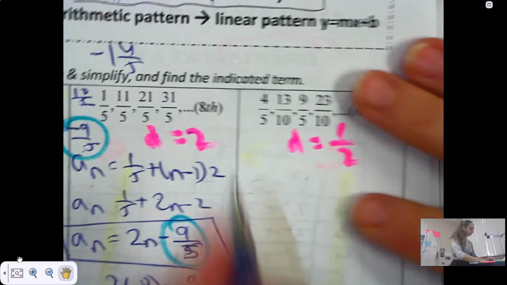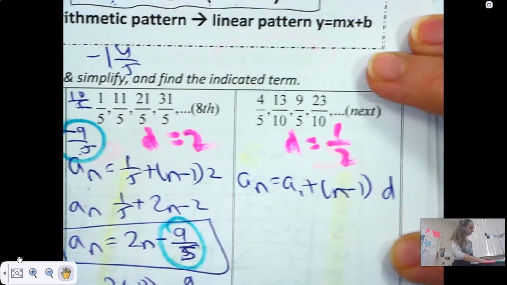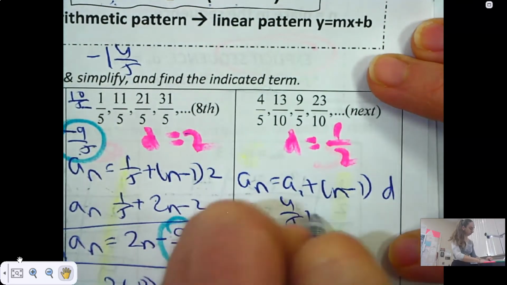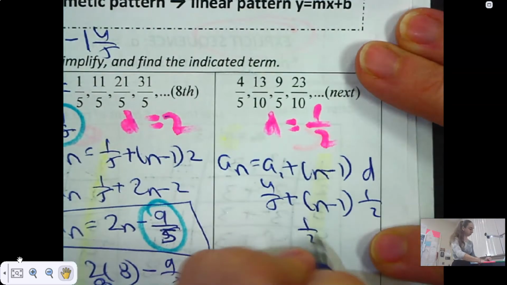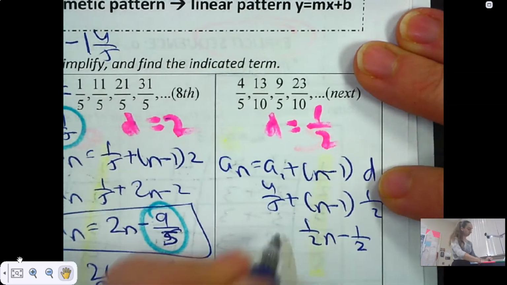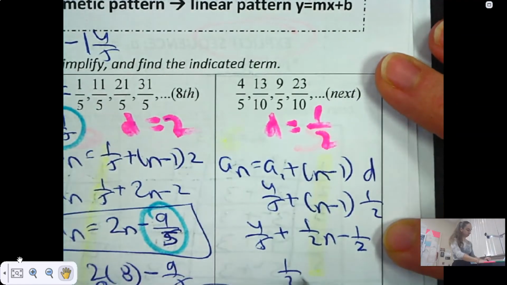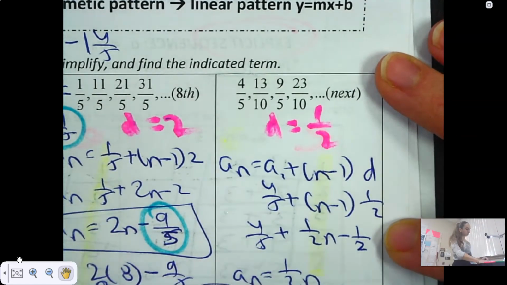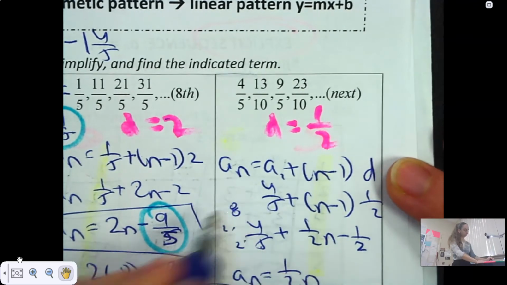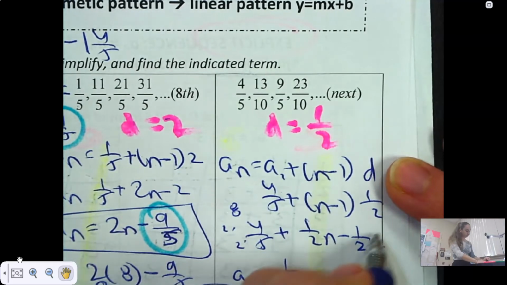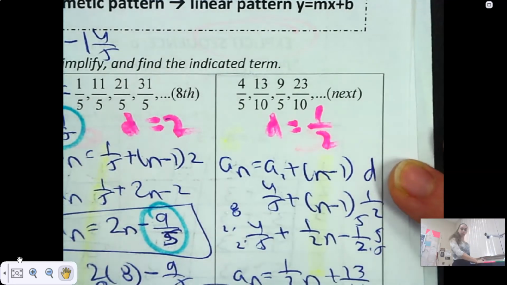All right. So now A sub n equals A1 plus n minus 1 times d. 4/5 times n minus 1 times 1/2. Distribute, distribute. Put these together. So let me just rewrite the 1/2 n. 4/5, so I go times 2 is 8/10. Times 5 is 5/10, so plus 13/10.